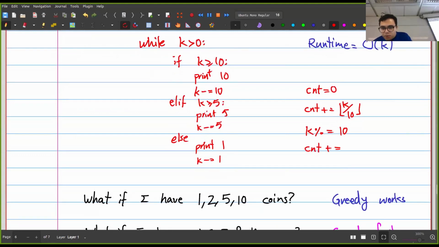So I say I want to pay k dollars. How many $5 coins am I going to pay? K over 5, right? And then k just becomes the remainder of k by 5. And then do the same thing.